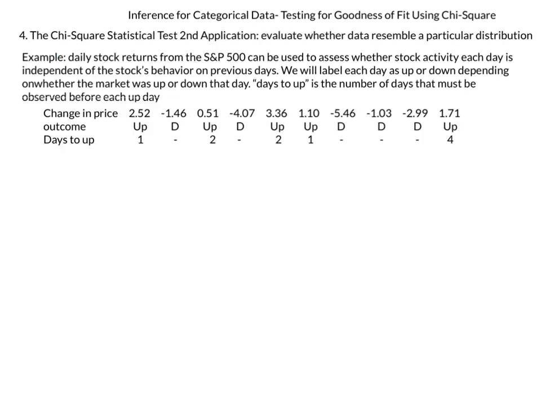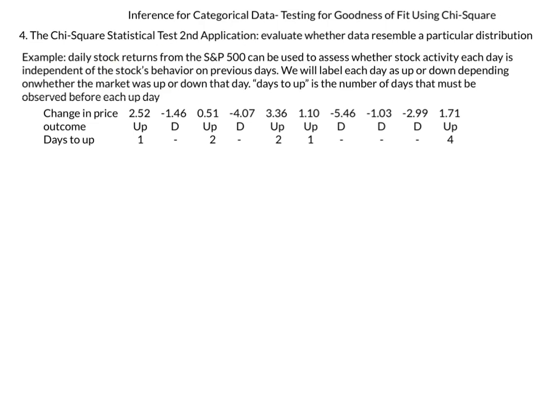The example we will use is daily stock returns from the S&P 500, which can be used to assess whether stock activity each day is independent of the stock's behavior on previous days. We will label each day as up or down depending on whether the market was up or down that day. Days to up is the number of days that must be observed before each up day. That seems like a lot of ups and downs in this sentence.